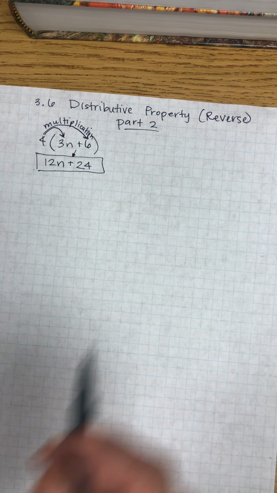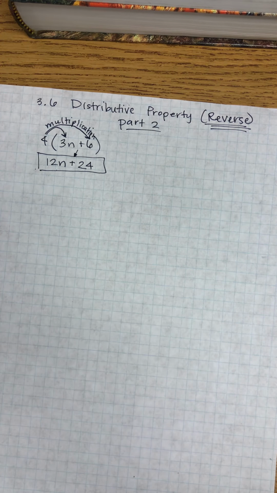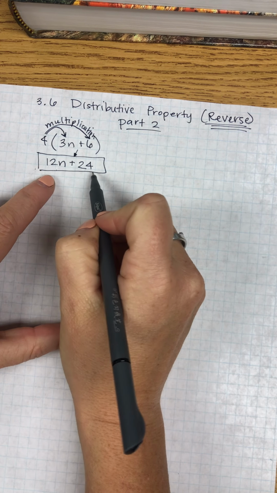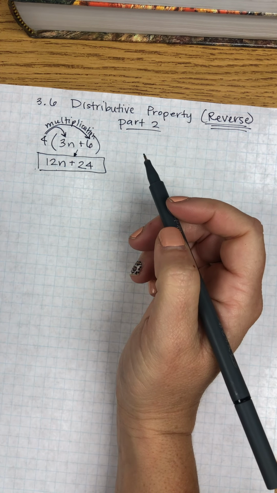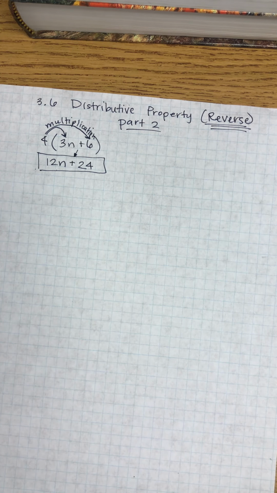So today, the important part is that we are going to be reversing. We're going to be starting with the answer, 12n plus 24, and we are going to figure out what the problem was. So we are going to be using the factors. And this is why it's in this chapter, okay? Because we're fresh on factors. We've been factoring, factor treeing for weeks, right?